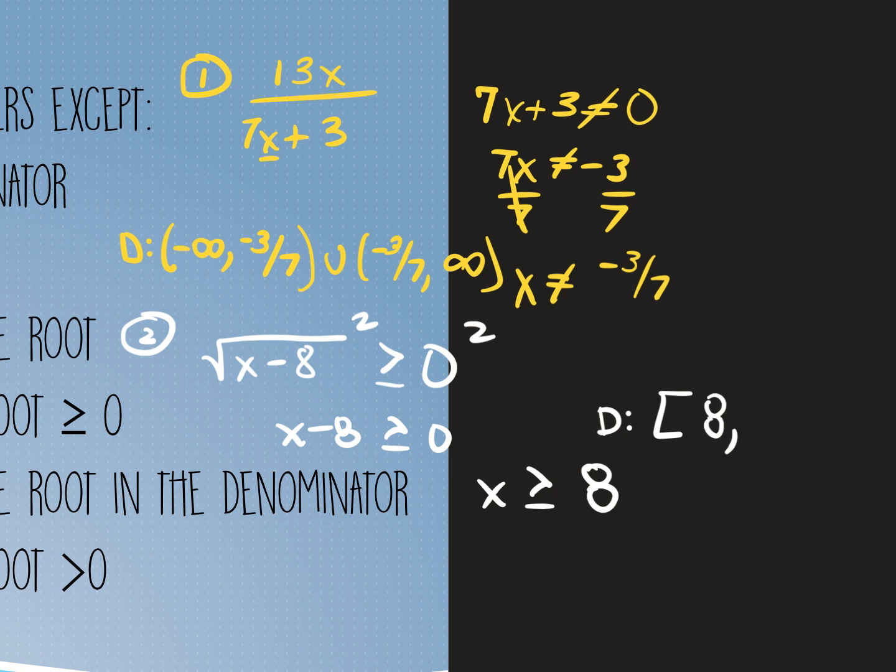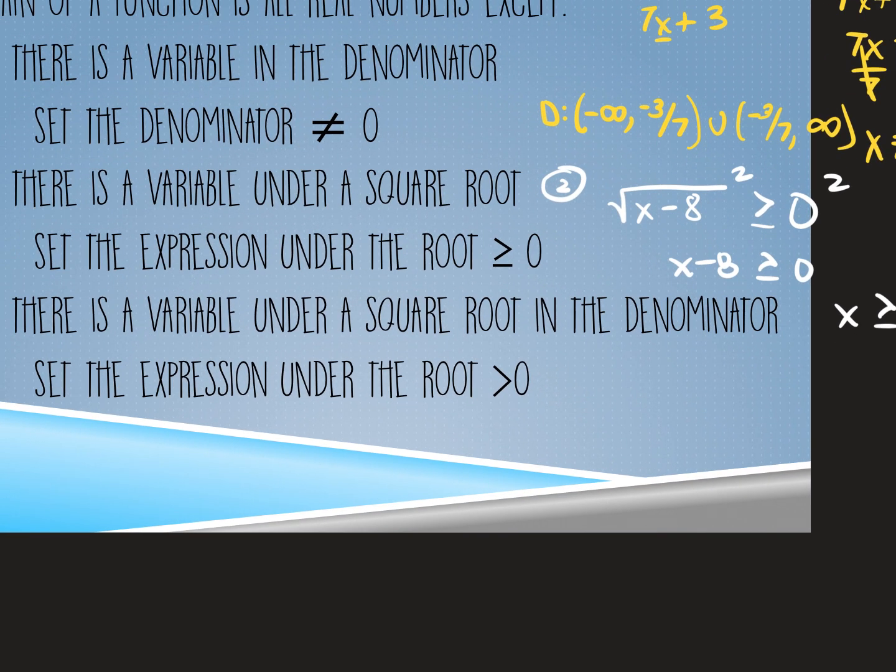Bracket 8 to infinity. Now look, try this. Plug in 8. What's 8 minus 8? 0. It's the square root of 0. 0. You're good. Okay, try something smaller than 8. 7. What's 7 minus 8? -1. Is that going to give us a real answer? No. Okay, good.